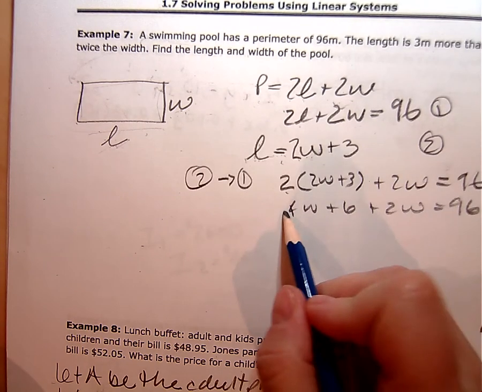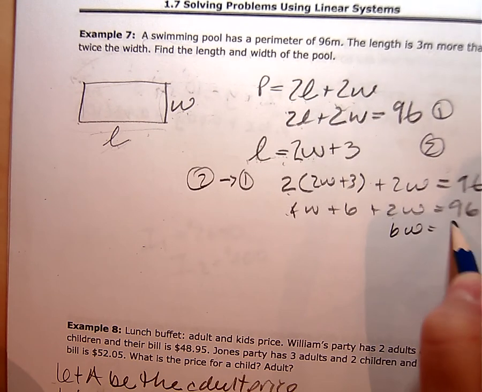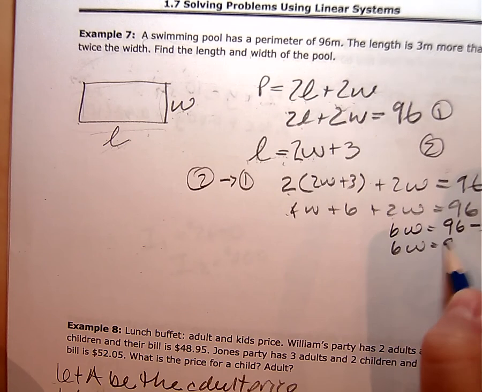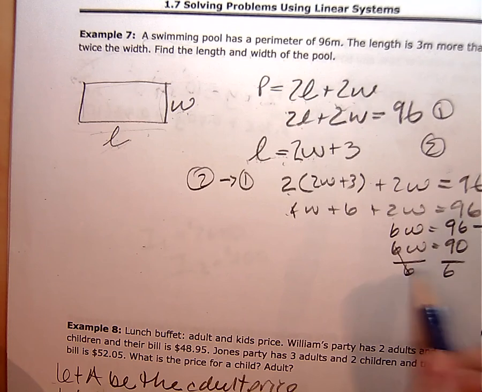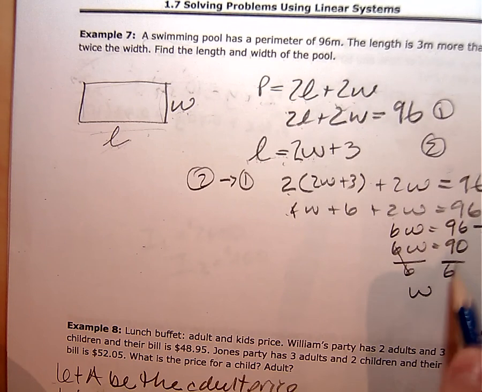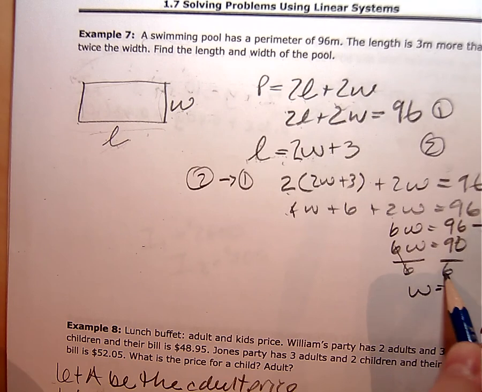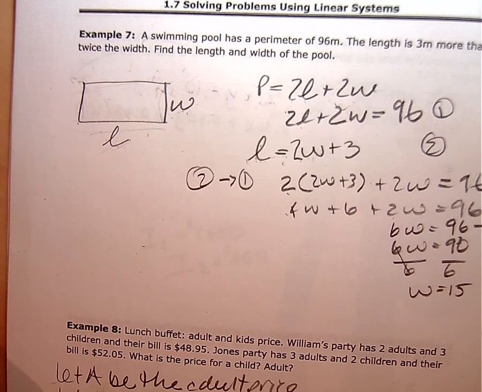And then we've got 4W plus 2W is 6W. 96 minus 6 is, of course, 90. And then we divide both sides by 6. 6 goes into 9 once, with 3 left over, and 6 goes into 30 5 times. So here we have a width of 15.